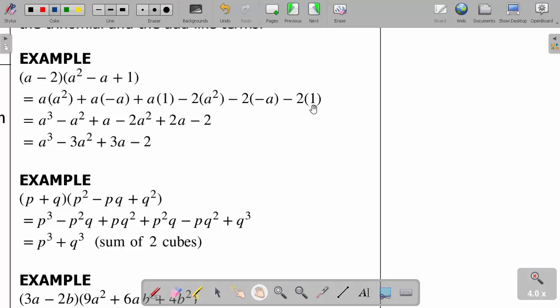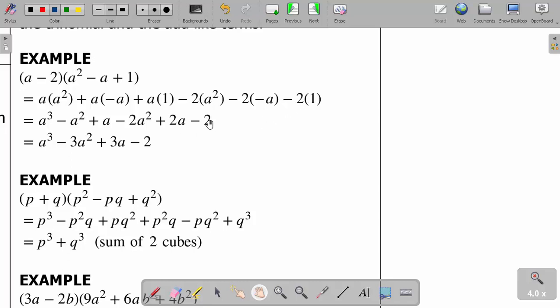Now don't forget that if I'm multiplying a negative times a negative, I must get a positive. What about a positive with a negative? It gives us a negative. So a times a squared gives us a cubed. A times minus a gives us minus a squared. Then a times 1 gives us a. And then minus 2 times a squared gives us minus 2a squared. And then minus 2 times minus a gives us positive 2a. What about minus 2 times positive 1? It gives us minus 2.